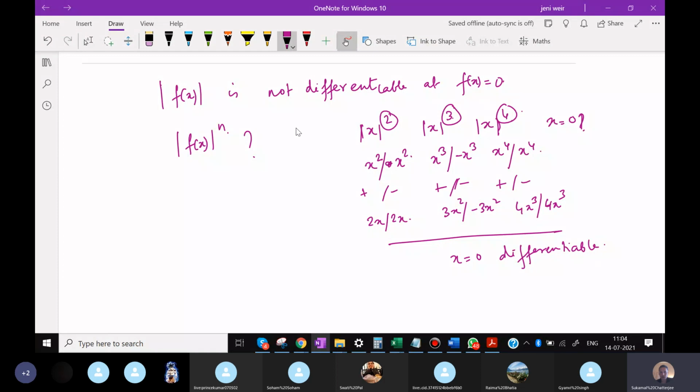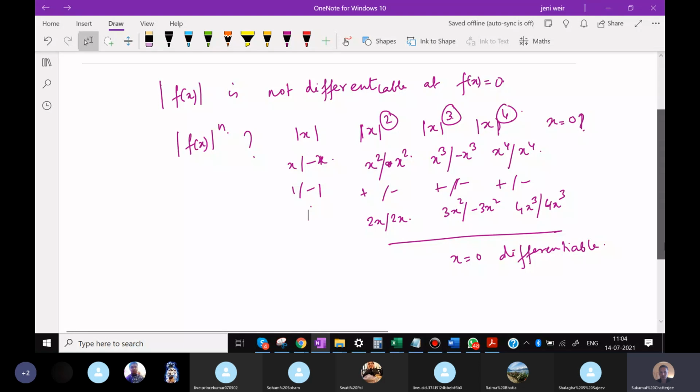But in case of mod x, this becomes x and minus x. So this is 1 and minus 1. So this is not differentiable at x equal to 0 because the differentials on the positive side and the negative side are different.